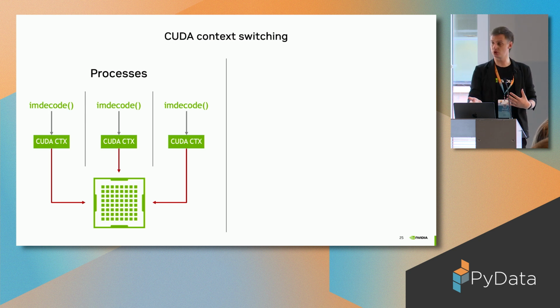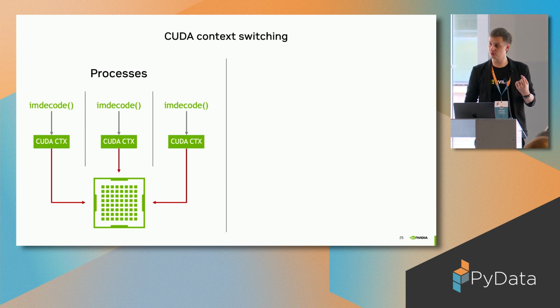Let's say we have image decoding here only. Image decoding happens on the GPU, so there's a CUDA context involved. And if one process decodes an image on a GPU using one CUDA context, and then the second process wants to do this also, the GPU needs to switch the context. And this is a very expensive operation.